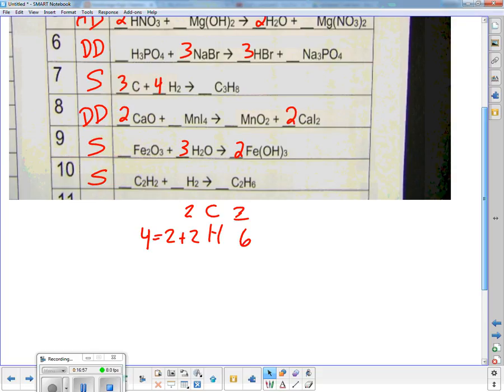I don't want to mess with this first one, okay, because if I mess with that, it messes up my carbons. But I can mess with this one, right? If I put a 2 in front of this, that makes that a 4, and 4 plus 2 is 6.